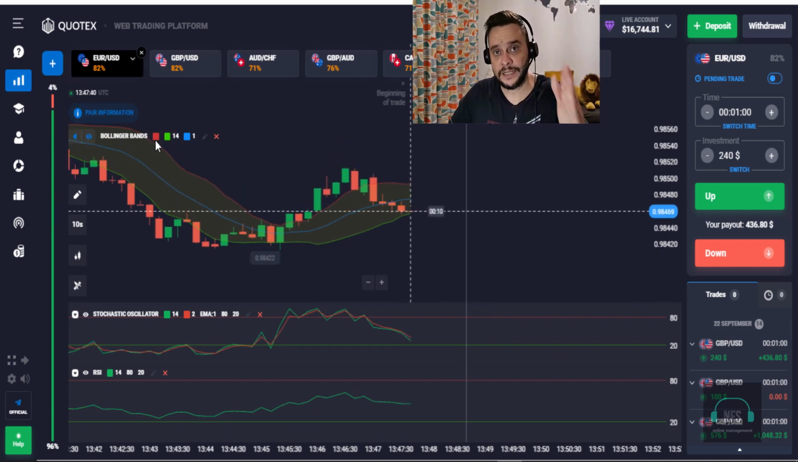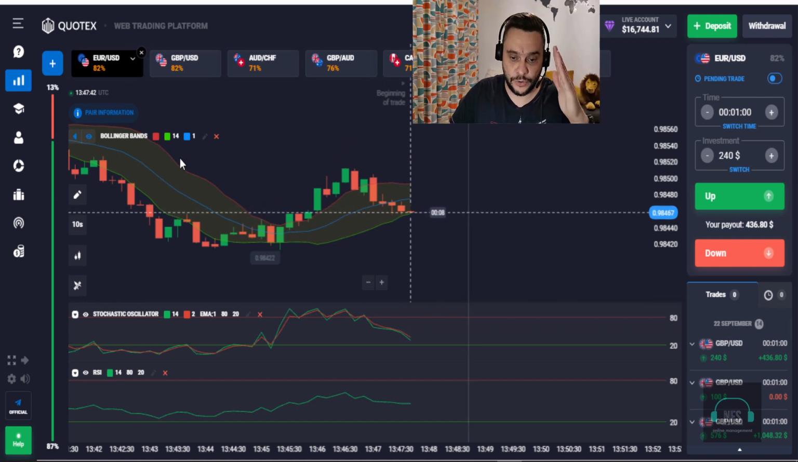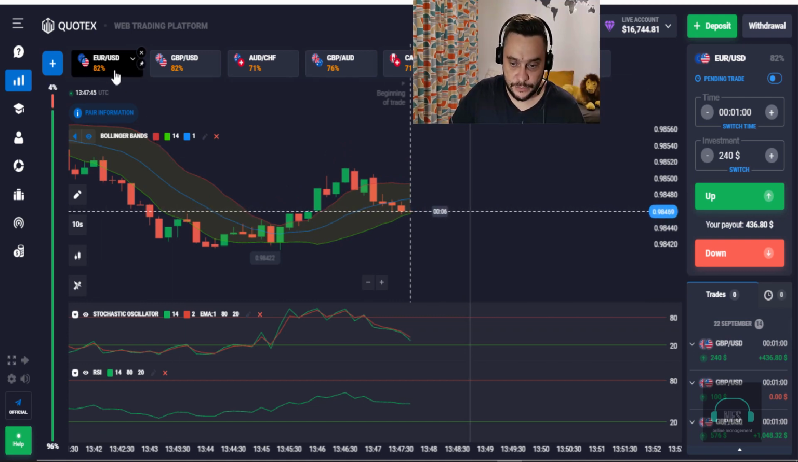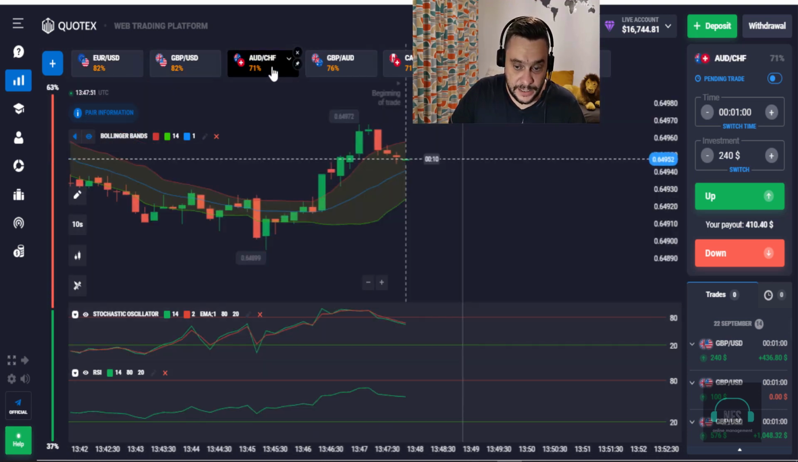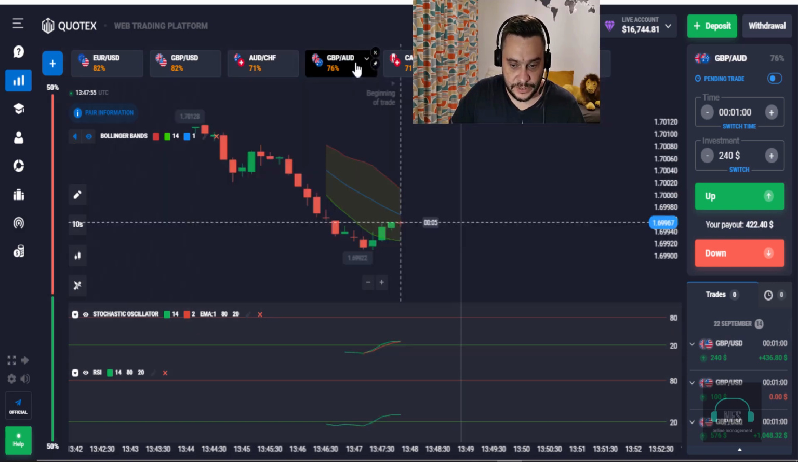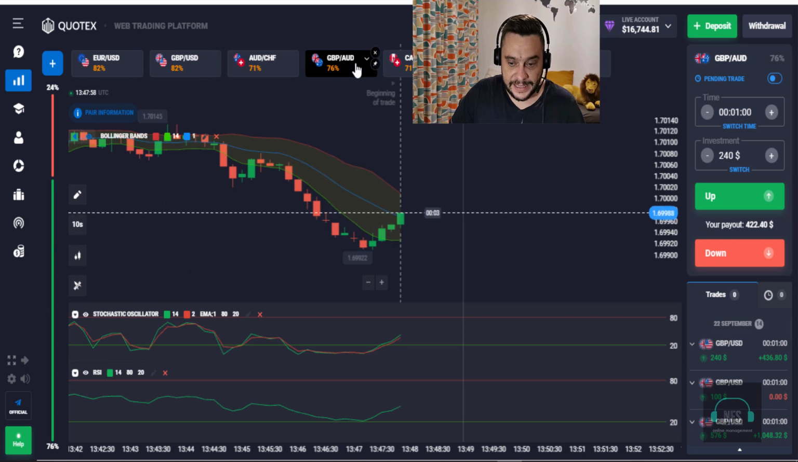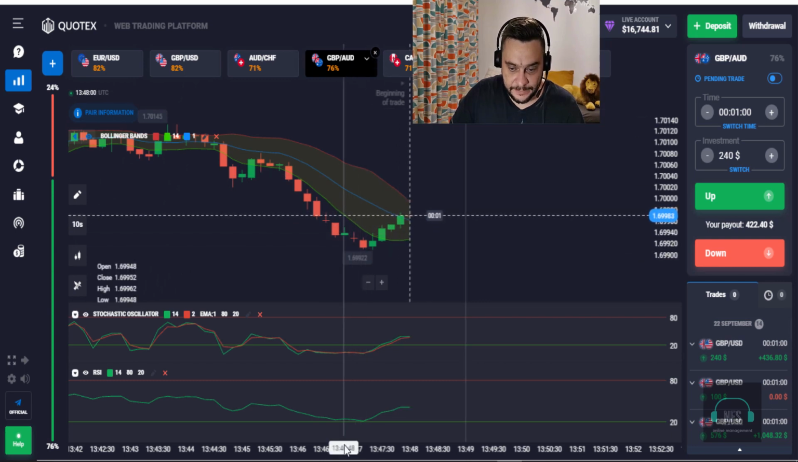Also, please trade with assets with more than 75 return on investment. As you can see here, we have 82 on Euro USD, 82 on GBP USD, 71 on Australian dollar Swiss franc. No, this is not good. And here it was a very good example.